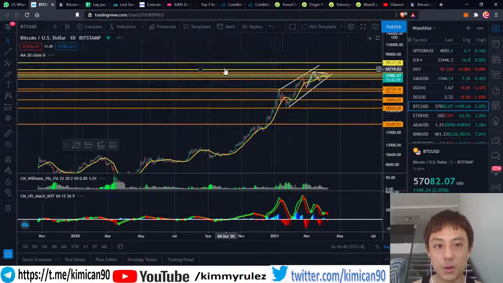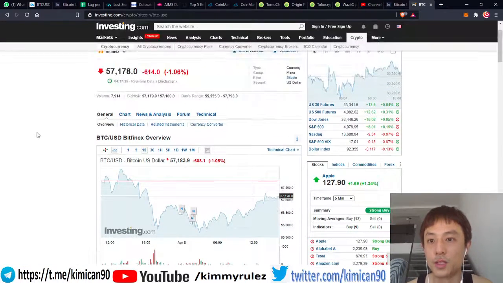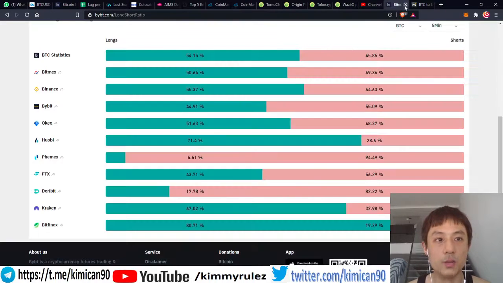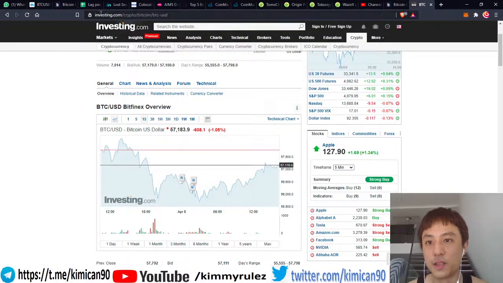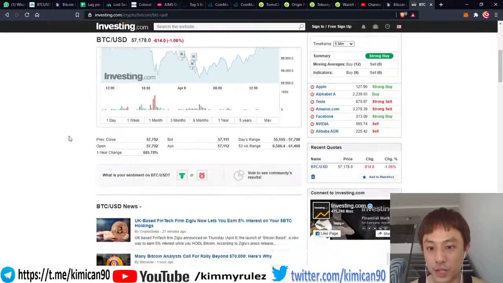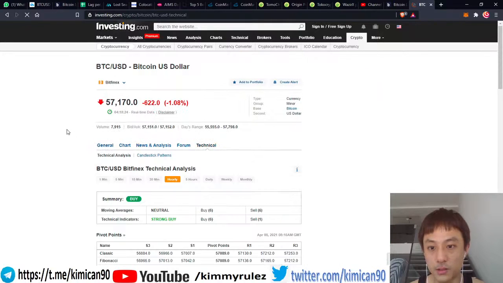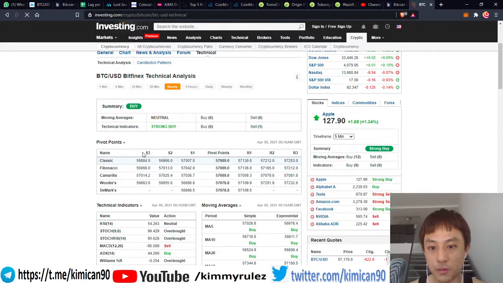So how can you get all these support and resistance lines? Through various means, you can just Google and search for investing.com, for example, slash crypto Bitcoin USDT. You can come to the chart here, and there is something called technical analysis that shows you some of the potential support lines as well as resistance lines.